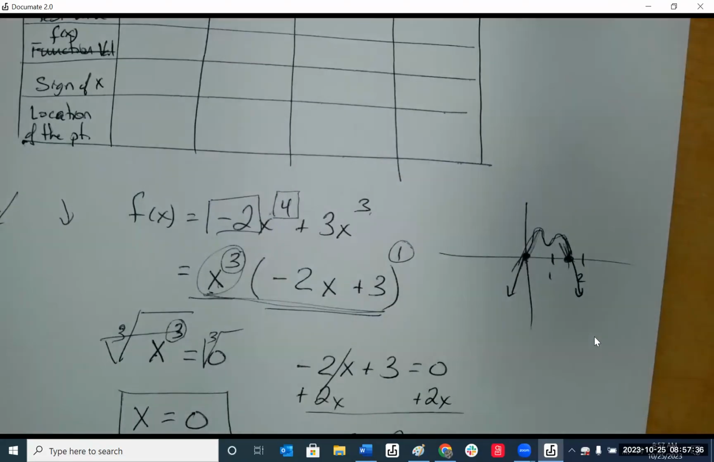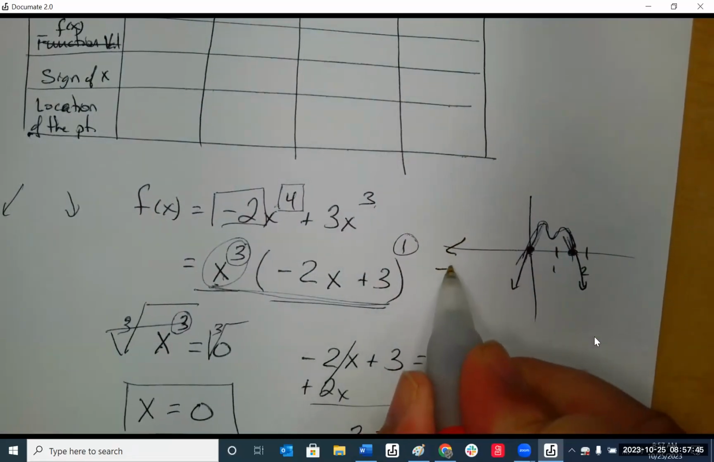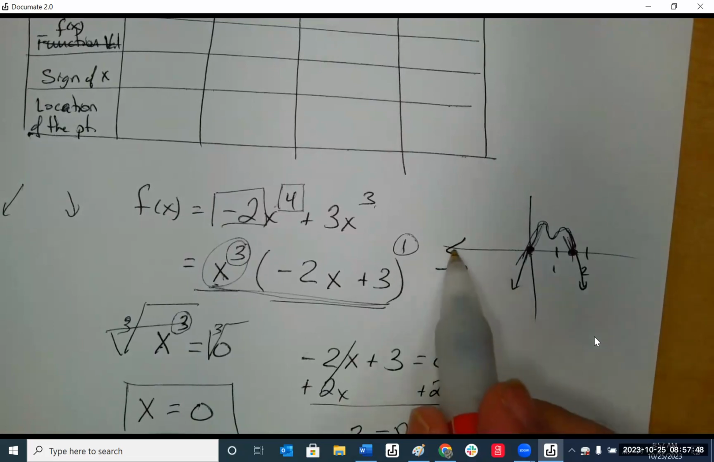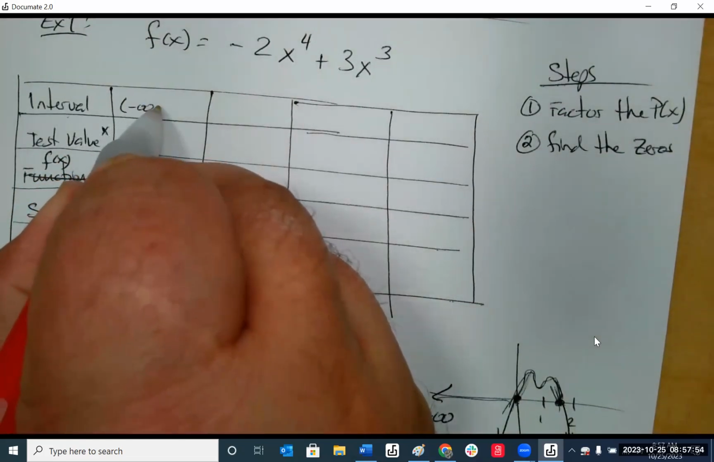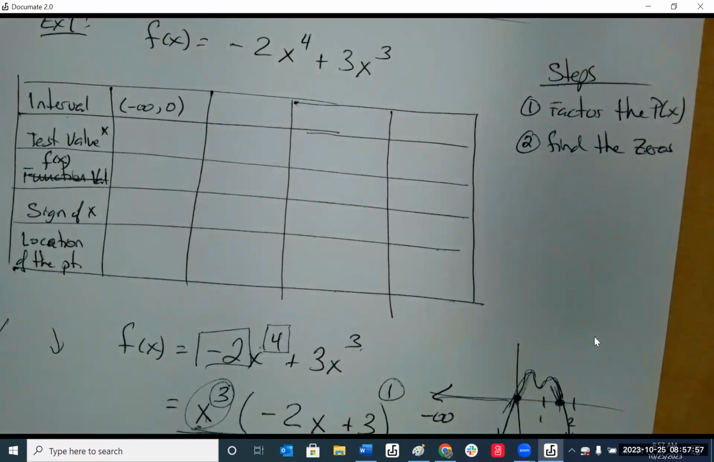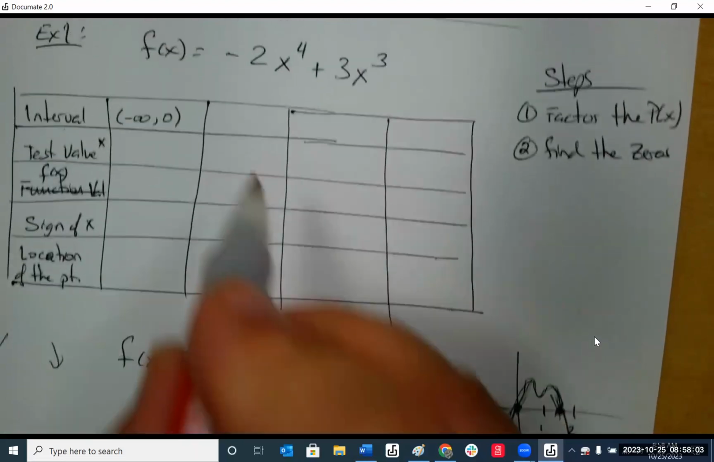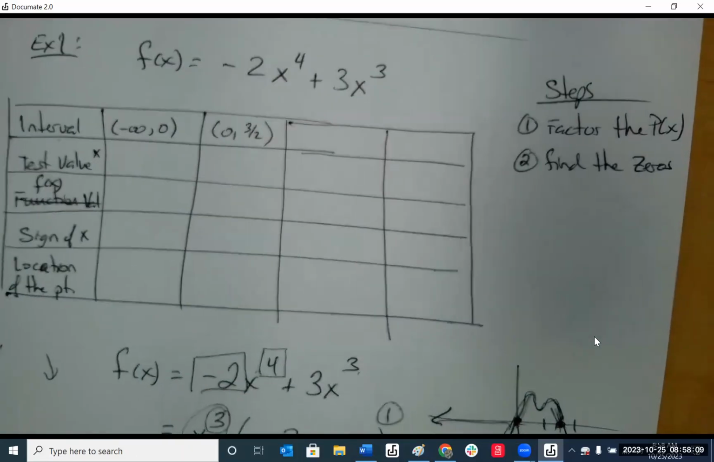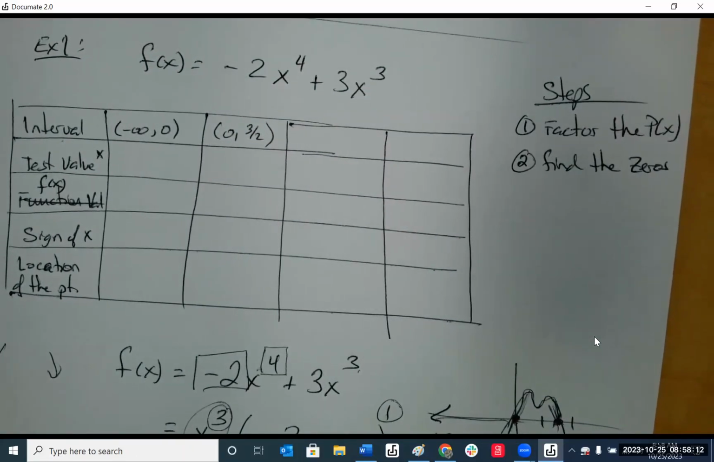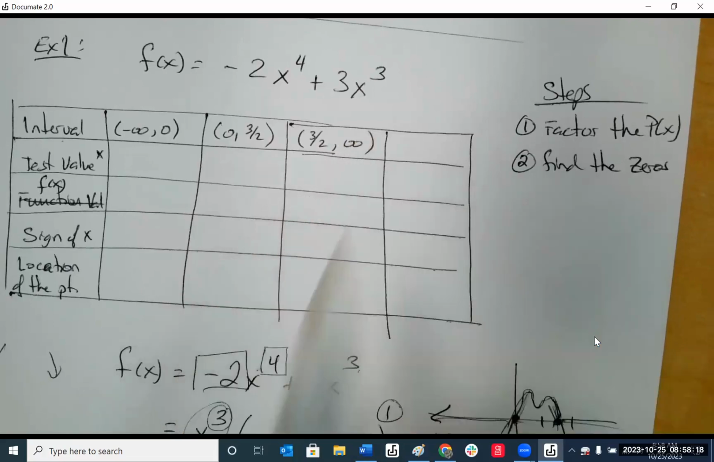Now, the way you use this chart, what I mean by intervals is if you look at your graph, you start at negative infinity and go to the first x-intercept. So we go from negative infinity to 0. And then from 0 to the next x-intercept, from 0 to 3/2. And then the third interval is from 3/2 to positive infinity.